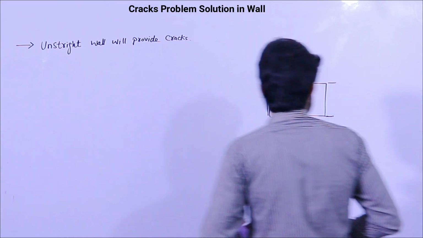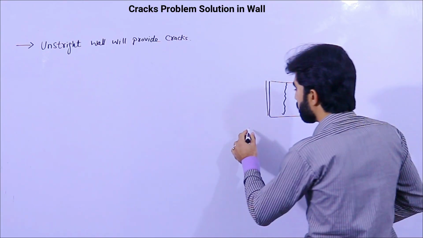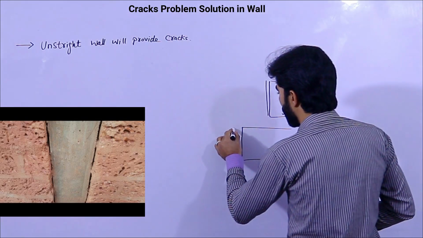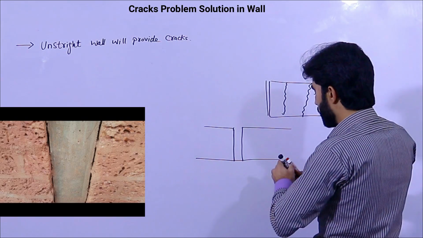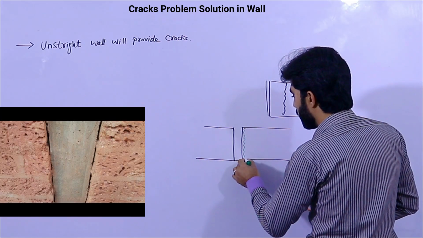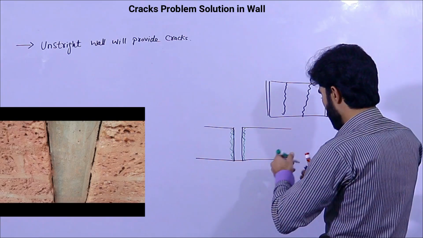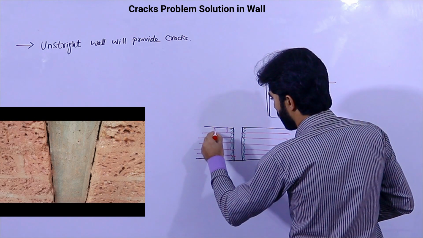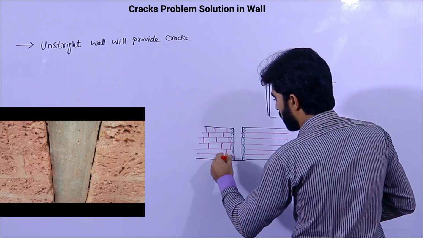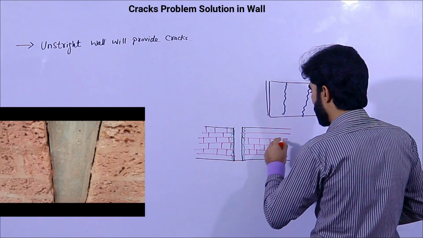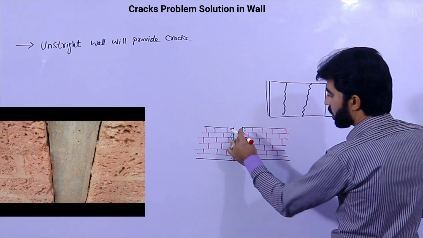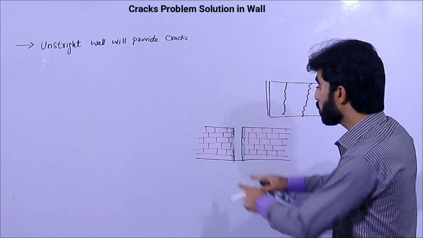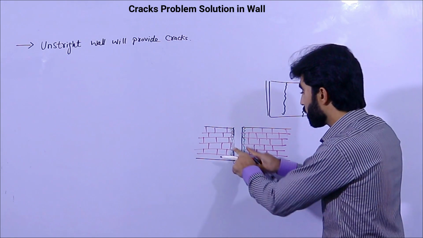The second one, guys: you can see the cracks between, as you can see, this is a column, and on this side this is the wall, and here this is the other wall. Here you will see the cracks at these places. Let me use bricks. This is a column and these two are walls. At the junction you will see the cracks. So how to avoid them, and what is the solution for these cracks?